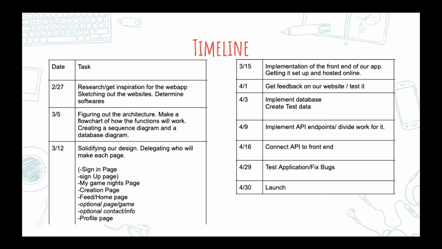So this is our timeline. As you can see, we've already done our research, and by the time you're watching this, we'll have figured out the architecture for our web app. After that, we want to solidify our design, so we're going to decide what pages we are going to make and who has to make them. And after that process, we'll start the implementation and get it hosted online.